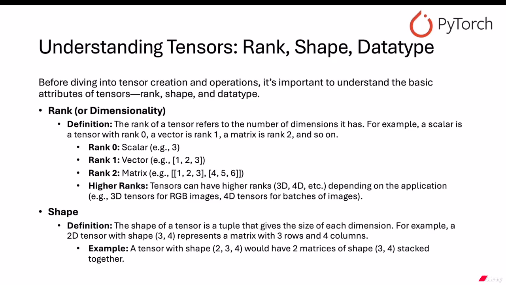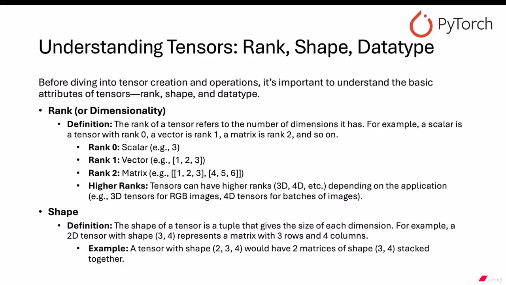So here is an example. Rank 0 is a scalar, which is 3. Rank 1, which is a vector, is an array of 1, 2, 3. And rank 2, which is a matrix, for example, an array of arrays: 1, 2, 3 and 4, 5, 6. Higher ranks: tensors can have higher ranks, which is 3D, 4D, etc., depending on the application. Example, 3D tensors for RGB images, 4D tensors for batches of images.